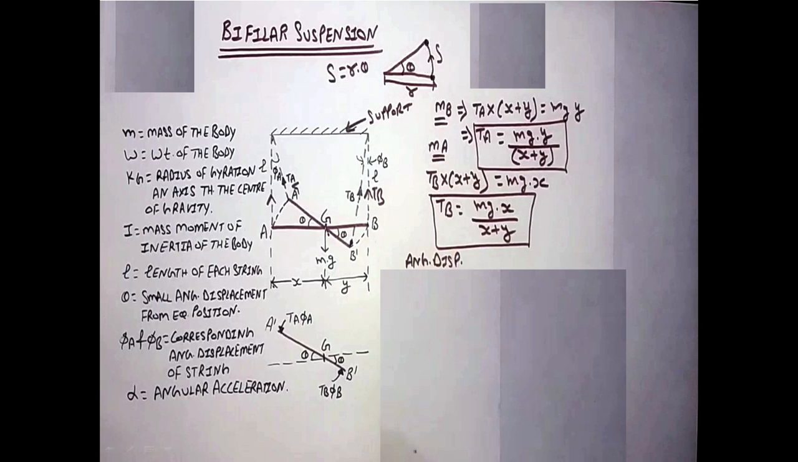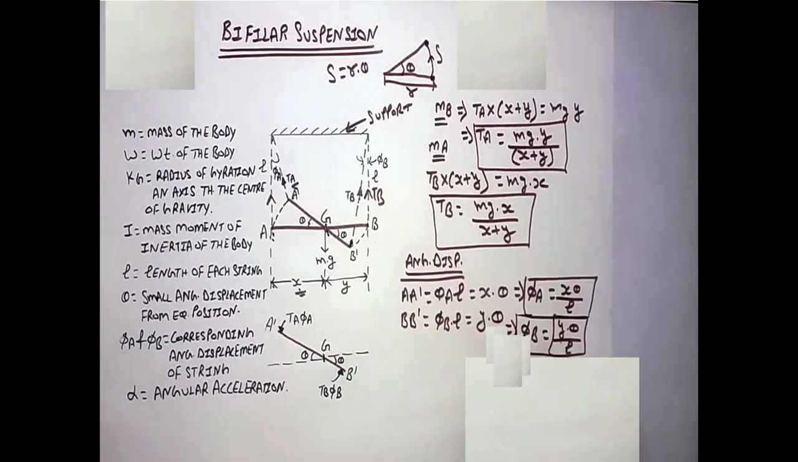By doing that, we can write that sine theta is equal to theta, or cos theta is equal to 1. If we want to find the displacement A prime or B prime, we can use this relation as phi A times L, or we can write it as x times theta. These are both equal relations, and we can find the values of phi A and phi B from this relation.